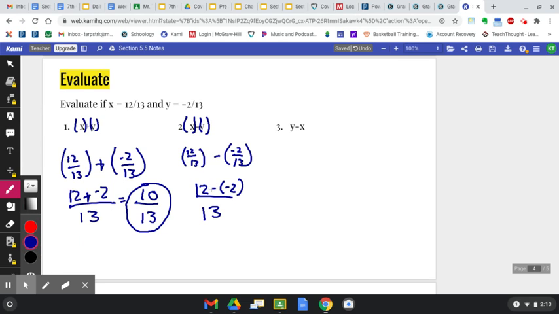So if we go leave, change, oops, I wanted to change that to a different color. Change that to addition, and then opposite of negative 2 is positive 2. So 12 plus 2 gives me 14 over 13, right? Or 1 and 1/13. 13 goes in there once, and there's 1 left over.